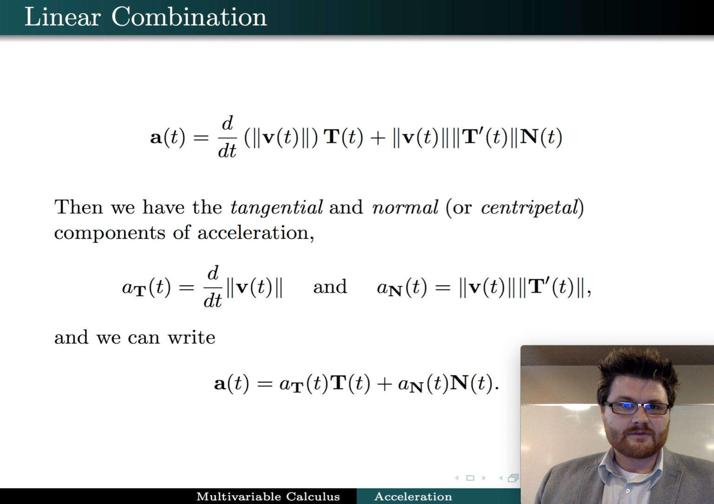You will examine some different ways to express that acceleration vector to find those tangential and normal components in the problem set, and I'll see you guys in class.